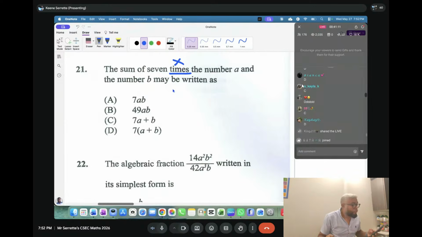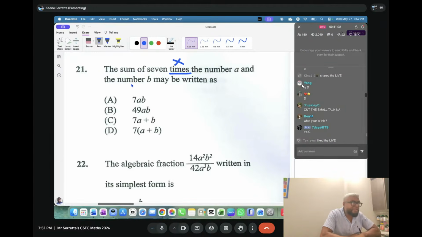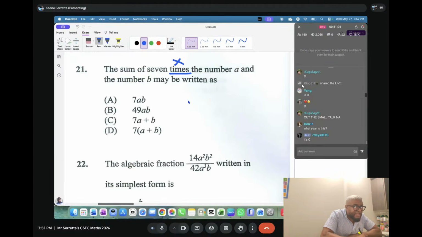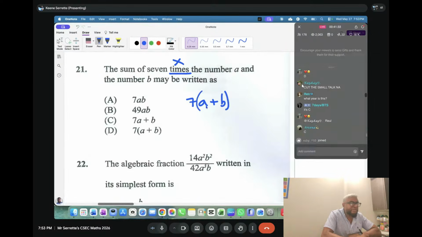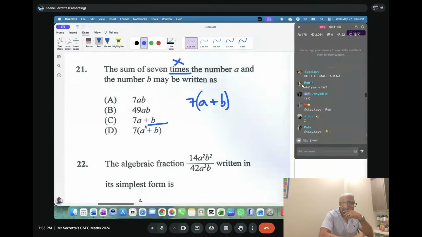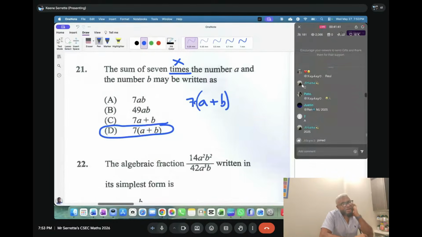Olia, please read your question because they change up one or two little words and it's going to be problems with them words, right? So let me go. The sum of seven times a number A and a number B. This is what I'm thinking. Are you thinking D or are you thinking C?